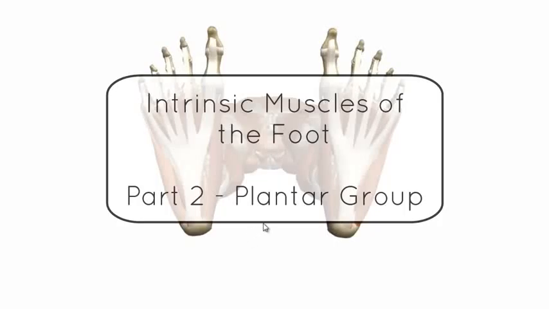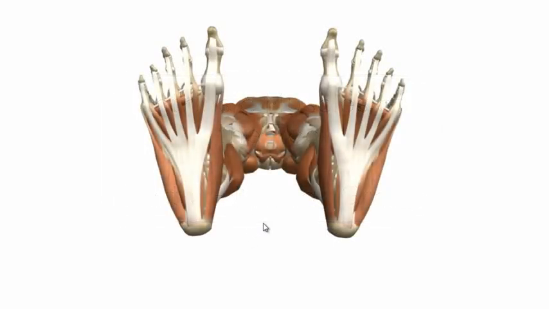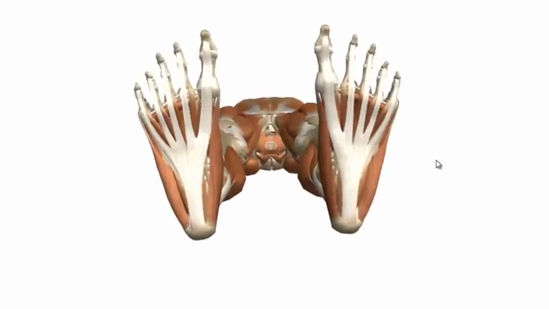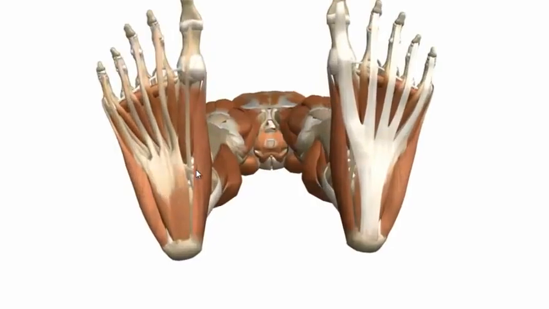So I've just rotated the model round, so we're now looking at a plantar view. So we're looking at the inferior surface of the foot. So I'll just remove away the plantar aponeurosis and we'll take a look at some of the muscles in the plantar group of muscles. So in the plantar group you've got 4 different layers.